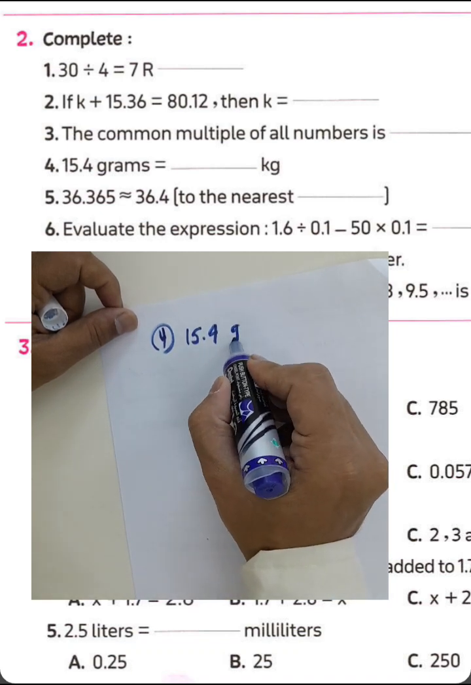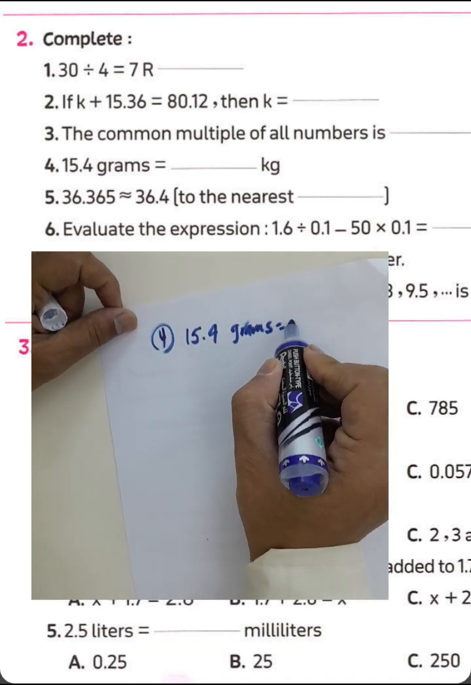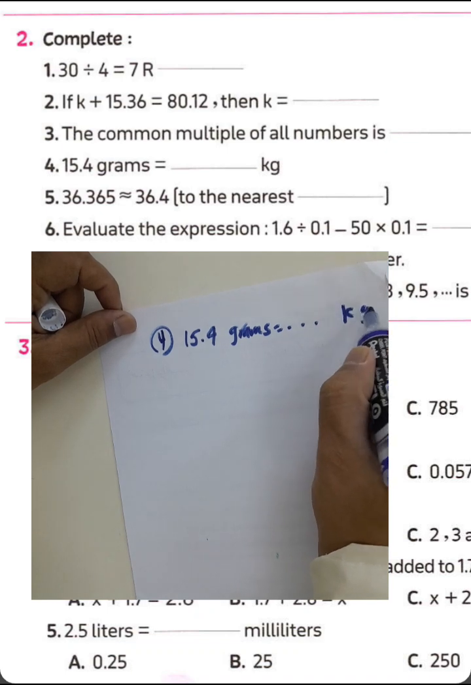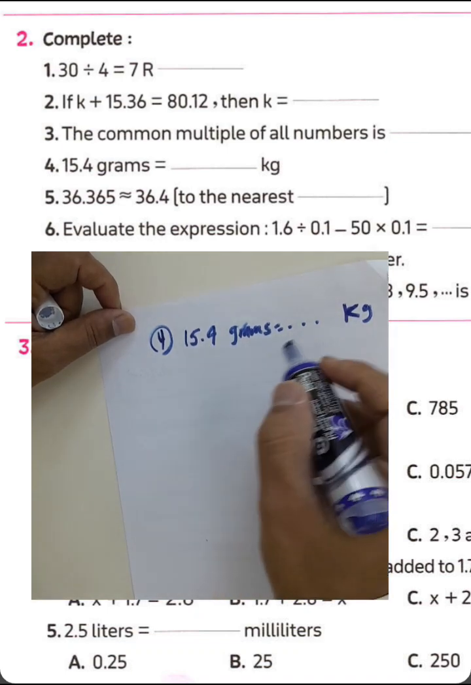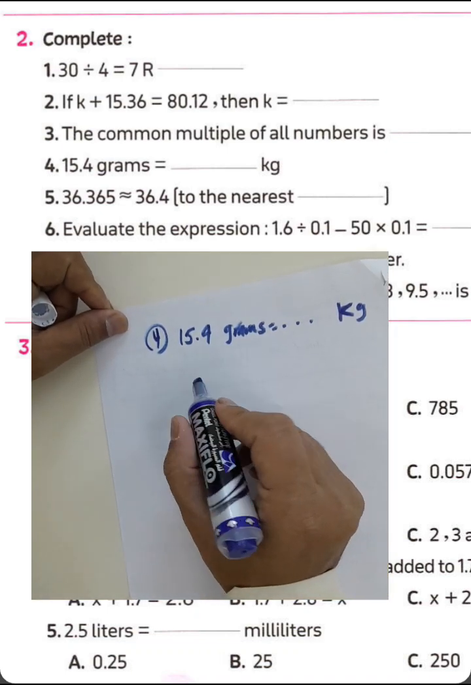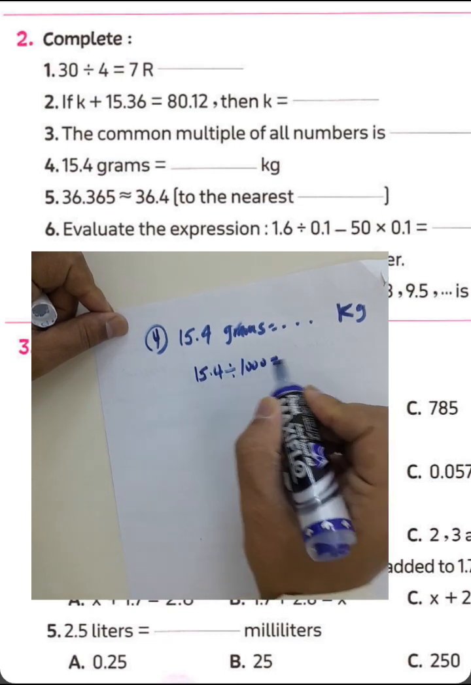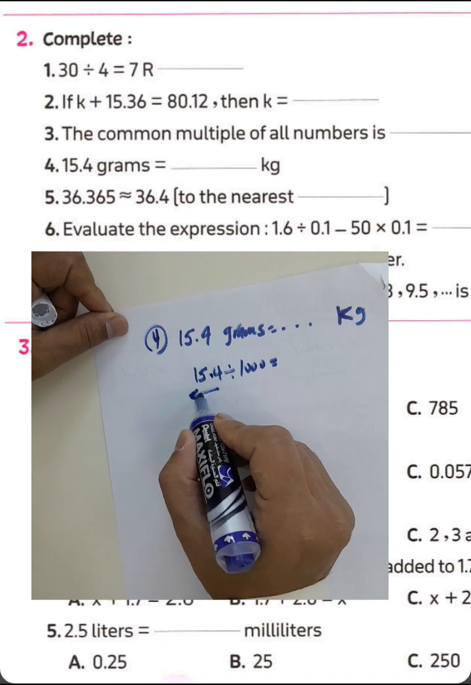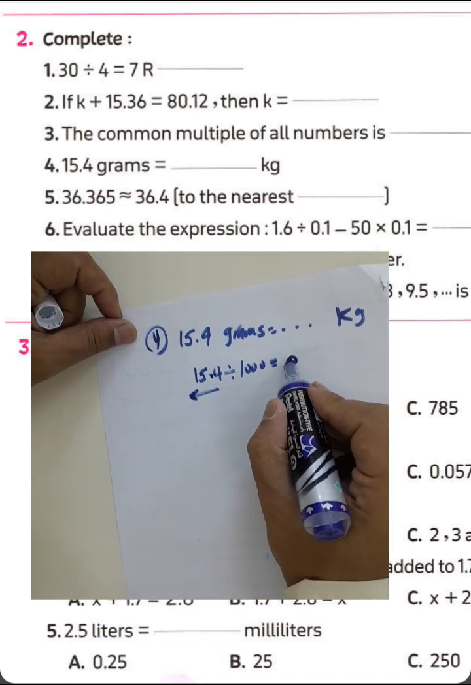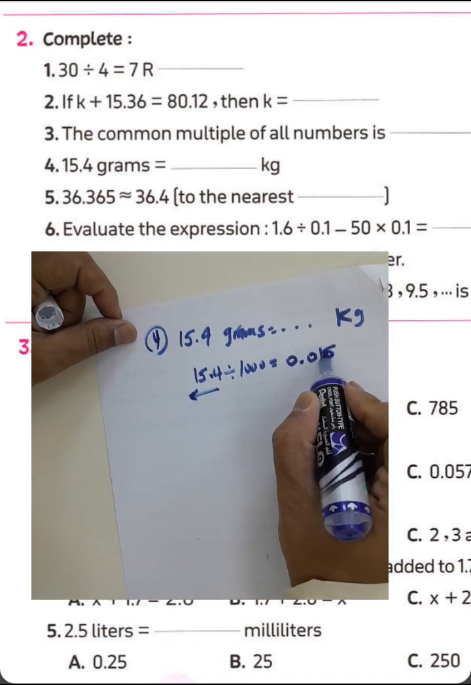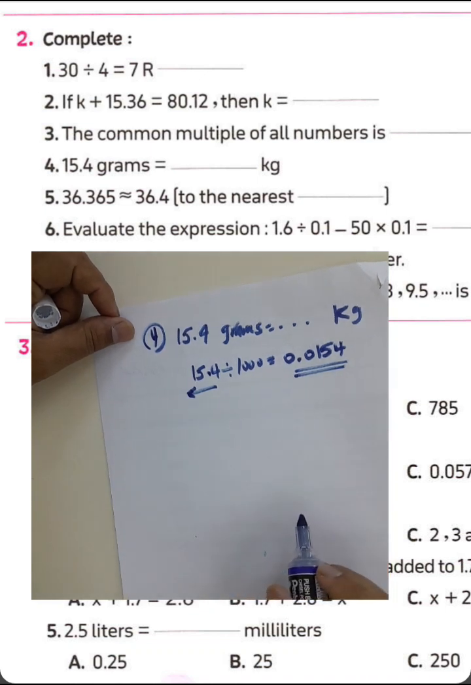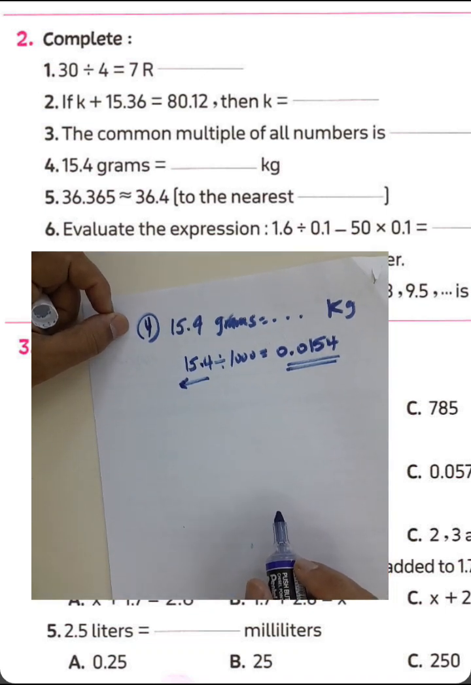15.4 grams equals blank kilograms. To convert from gram to kilogram, you must divide by 1000. 15.4 divided by 1000, you must move the point to the left-hand side by 3 places. Write 0.0154. Okay, 154 ten-thousandths is the result.